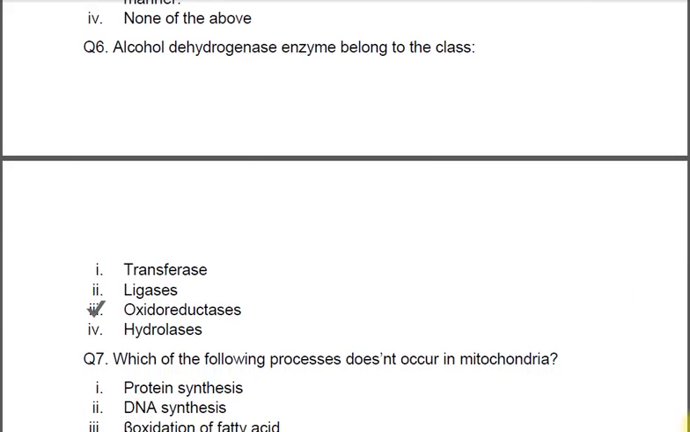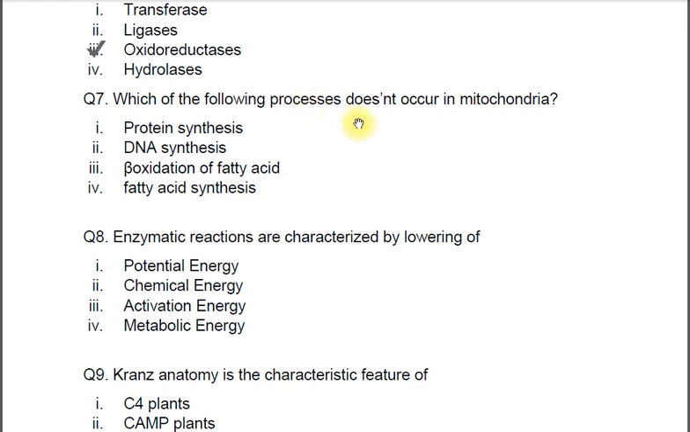Question number 7 says, which of the following processes doesn't occur in mitochondria? Note down, you should read it carefully, doesn't occur. Sometimes the student misses this doesn't or not term. Then they opt for the wrong option, so you should be careful while reading the question. The options are 1 protein synthesis, 2 DNA synthesis, 3 beta oxidation of fatty acid, 4 fatty acid synthesis. So the correct one is the first option, protein synthesis. Protein synthesis is never carried out in the mitochondria.